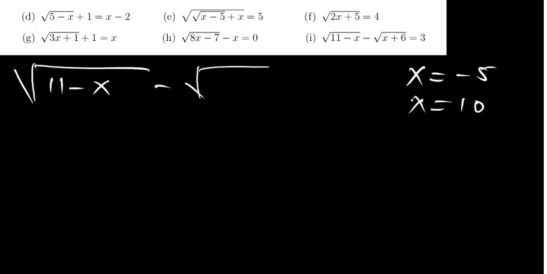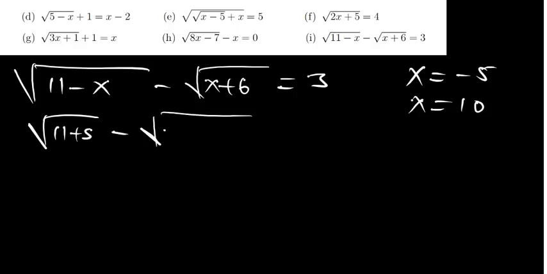So I have the square root of 11 minus x, minus the square root of x plus 6. They are saying that it should give us 3. Let's start with negative 5. If I put negative 5 where there is x here, negative will give me positive, minus. If I put negative 5 plus 6 inside here, I'm going to get 16, right?